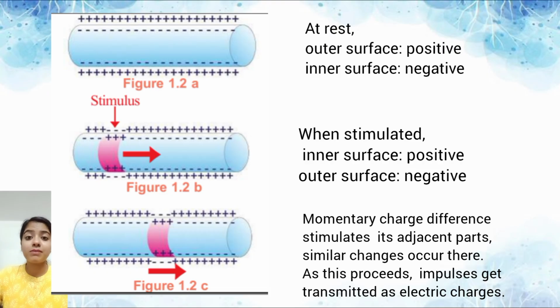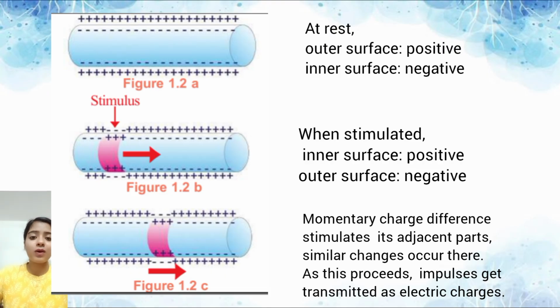the outer surface becomes negative. So due to this momentary charge difference that stimulates its adjacent parts, similar changes also occur there. So as this proceeds, the impulse gets transmitted as electric charges. So I hope this is clear to you. This is how an impulse is being generated and conducted through a neuron.